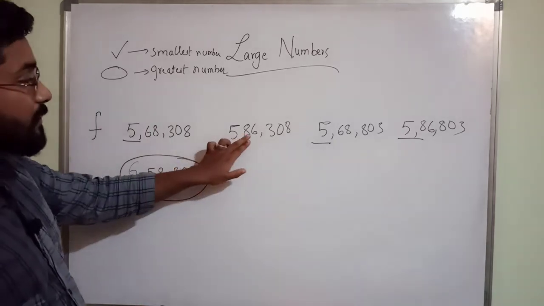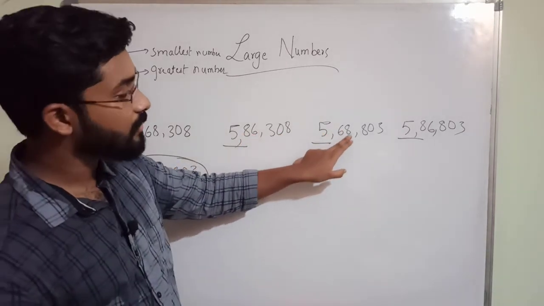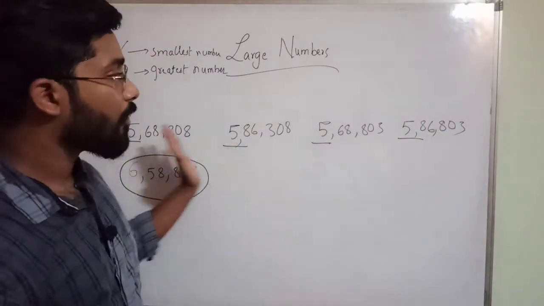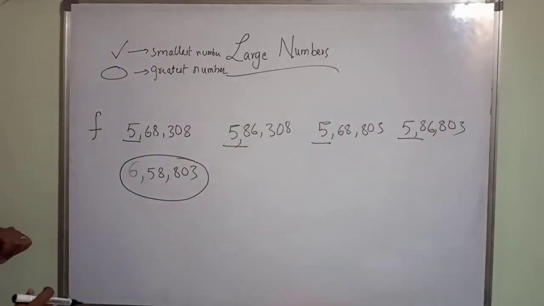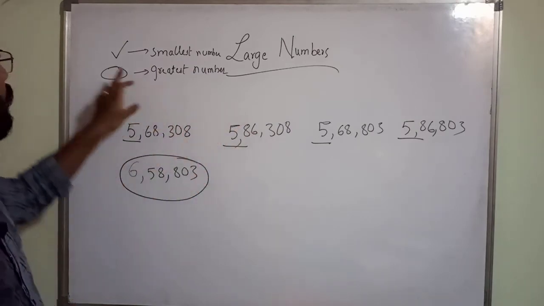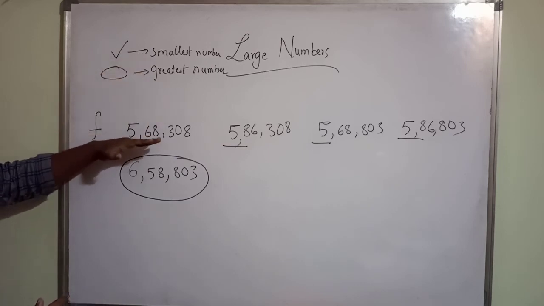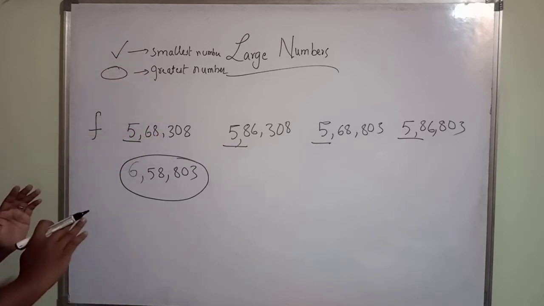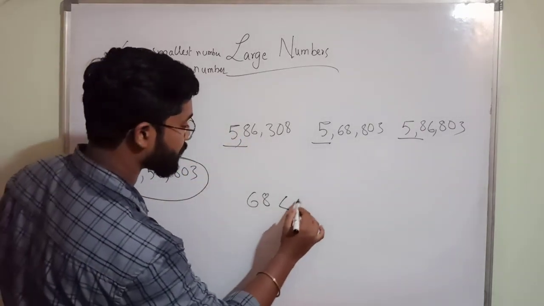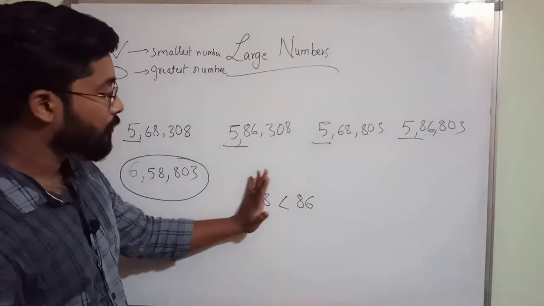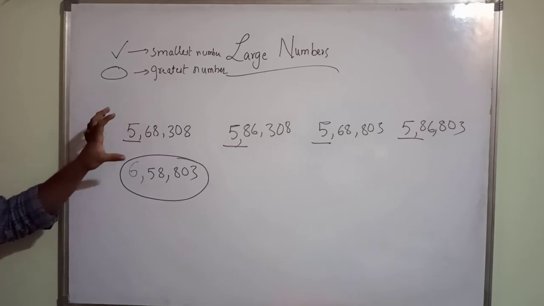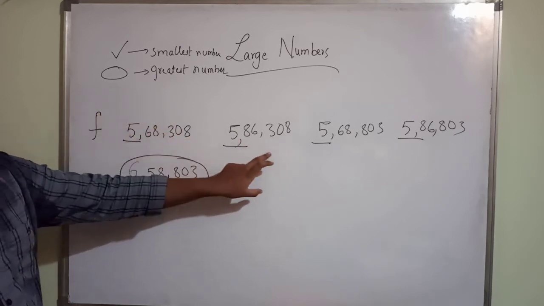Next, among all these 5 lakh numbers, 5,68,308, 5,86,308, 5,68,803, 5,86,803. Among all these, what is the least one? Is 68,000 greater or 86,000 greater? We have to find the smallest number now. So obviously 68,000 is the smallest number. Between these, 68 is less than 86. Is it clear? So we have to find the least number. So we have to take 68,000 because it is smaller than 86.